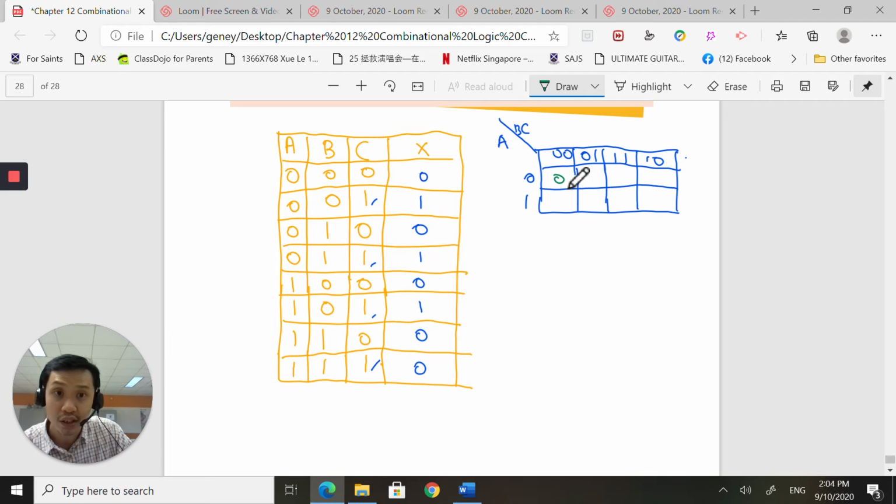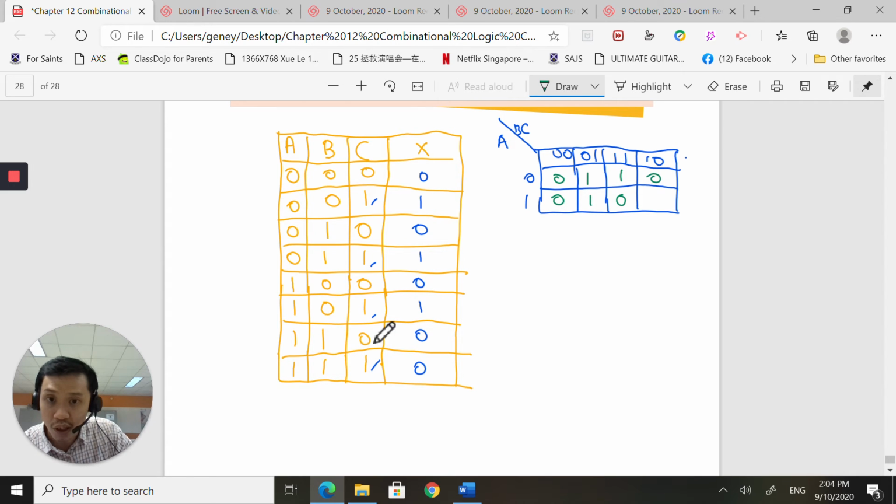1, 0, 0 is a 0. 1, 0, 1 is a 1. 1, 1, 0 is a 0. 1, 1, 1 is a 0. Okay, so we've populated this K-map.